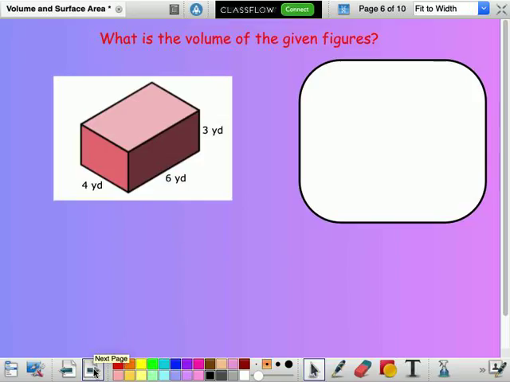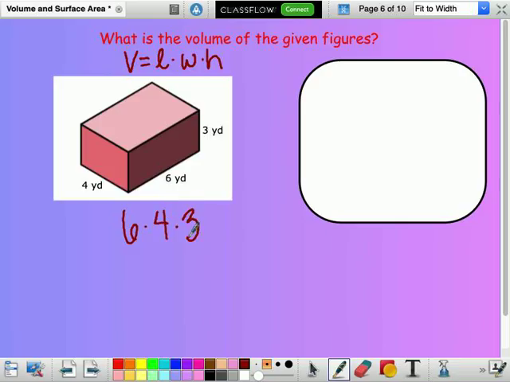All right, so now we're going to do some practice with volume. The volume for a rectangular prism is length times width times height. So my length here is 6, my width is 4, my height is 3. Now all we need to do is multiply these.